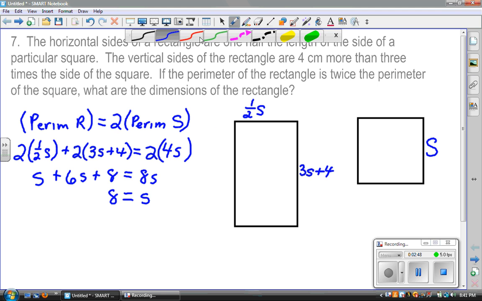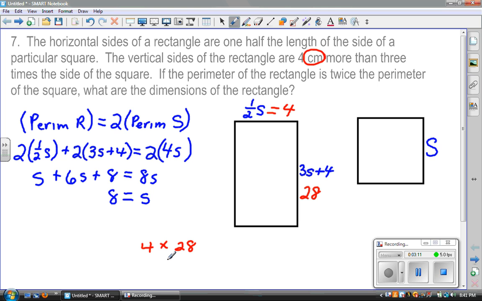So, if I can just switch colors here, 1/2 s, if s is 8, would be 4, and 3 times 8 would be 24, plus 4 would be 28. So the dimensions of the rectangle are 4 by 28, of course in centimeters. So 4, maybe I should have left some room for that, 4 centimeters by 28 centimeters.